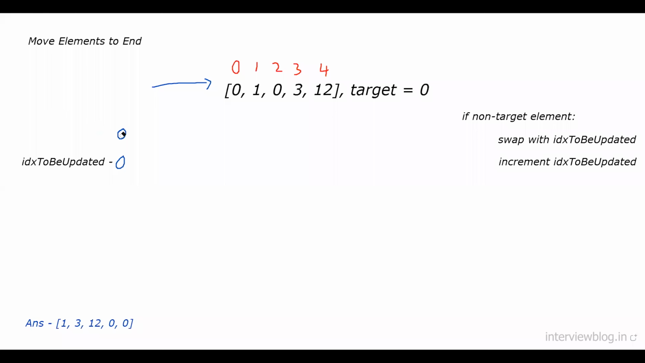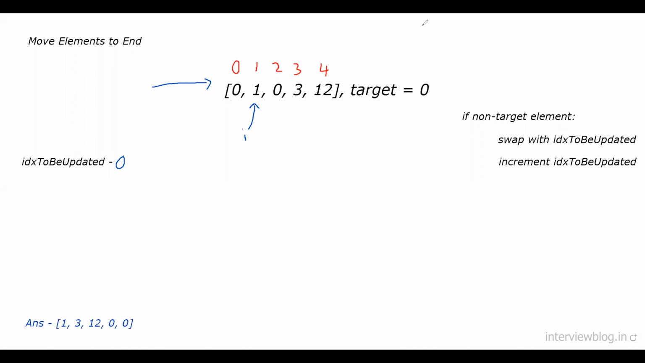So let me quickly erase this ith pointer and make it point to the first index. Now, this ith pointer is going to traverse the elements of the array one by one, and the index to be updated pointer holds the index of the first target element. So initially, both these pointers would be pointing to the index 0. And now I'll be checking if the element that is present in the ith index is not a target element. But here we can find that the element which is pointed by the ith pointer is equal to the target. Hence, we just need to simply continue our traversal.